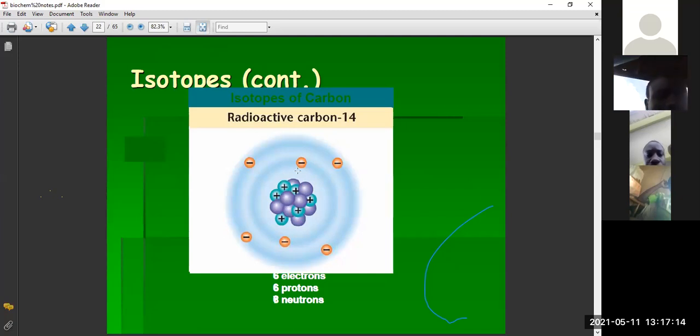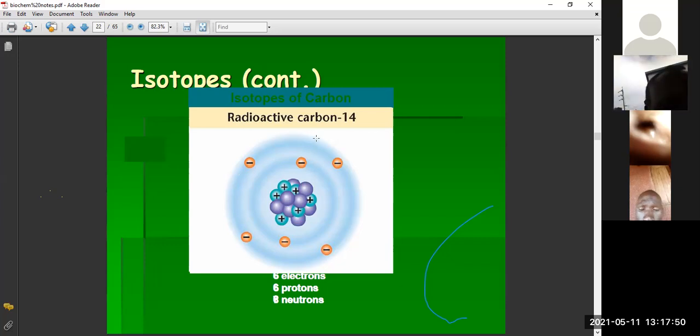So they are showing us our carbon 14, the isotope of carbon 14, radioactive carbon 14. This is the number of electrons: we have 1, 2, 3, 4, 5, 6. And we have the number of protons: 1, 2, 3, 4, 5, 6. Similar. Then we have the number of neutrons, and we know how to find the number of neutrons. We have 1, 2, 3, 4, 5, 6, 7, 8.